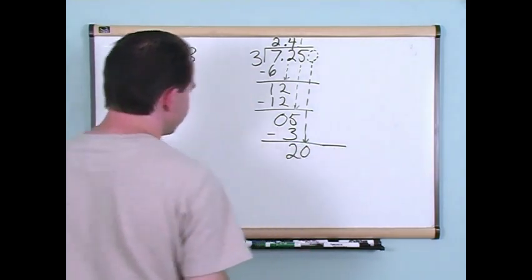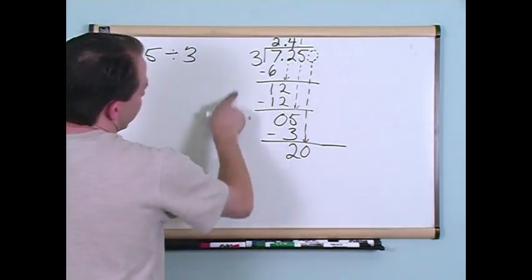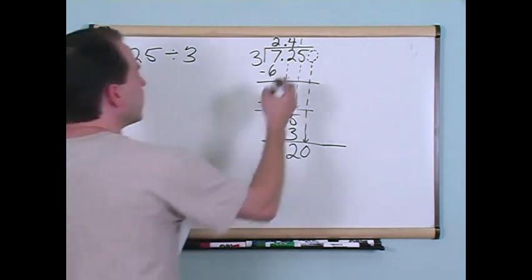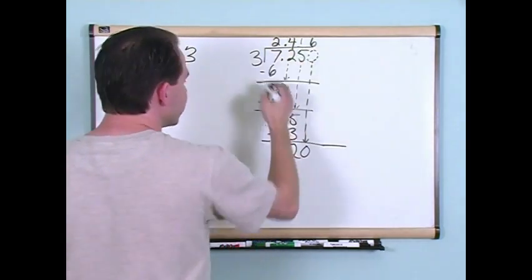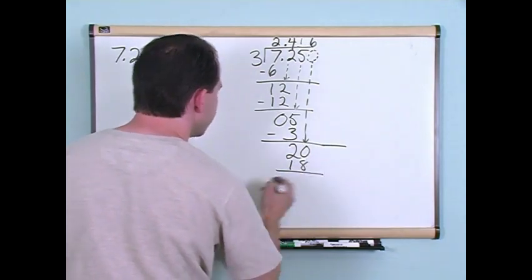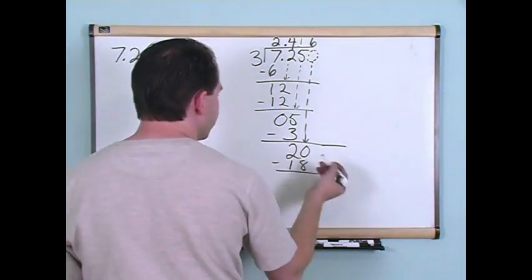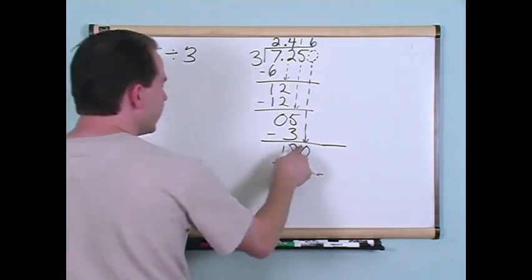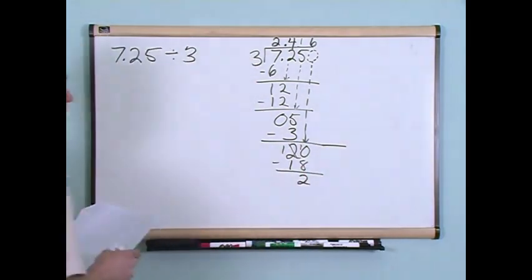So I make it a 20, okay? How many times will 3 go into 20? I'm going to say it goes 6 times because 6 times 3 is 18, okay? And in order to subtract this, I have to borrow the 1, make this a 1 here. And then 10 minus 8 is going to give me a 2.